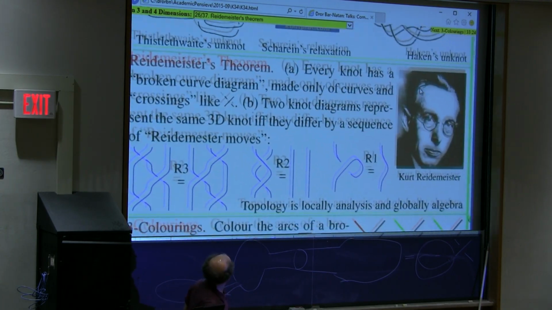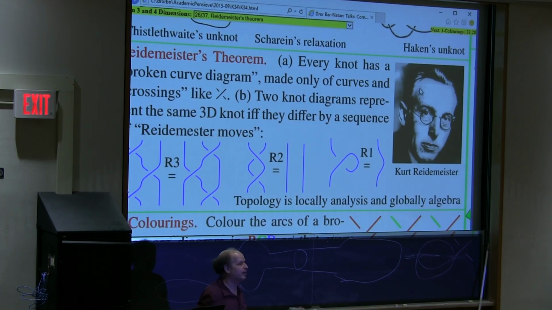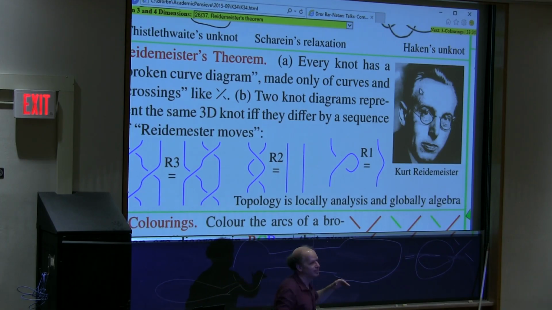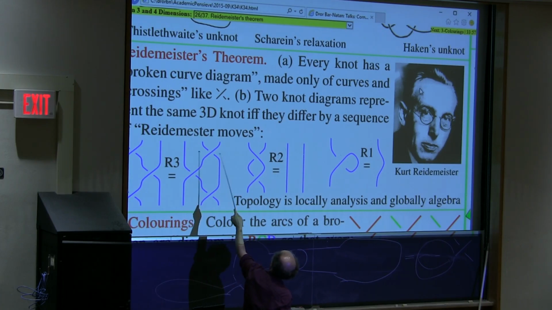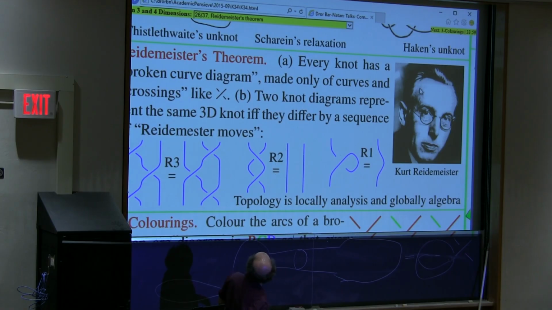So the answer is that we need a proof. And the proof has 2 parts, one that nobody likes but everybody knows, and then a second part which I will do in more detail, because the first part I don't like either. So the first part is Reidemeister's theorem, which says the following. The first part A of Reidemeister's theorem is essentially what you already understood. Every knot has a broken surface diagram, a broken curve diagram. So any knot in the world you can represent using a broken curve diagram.